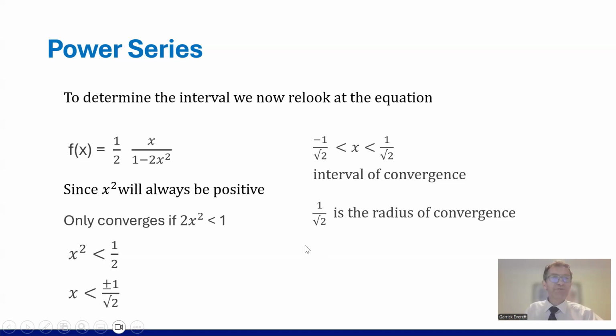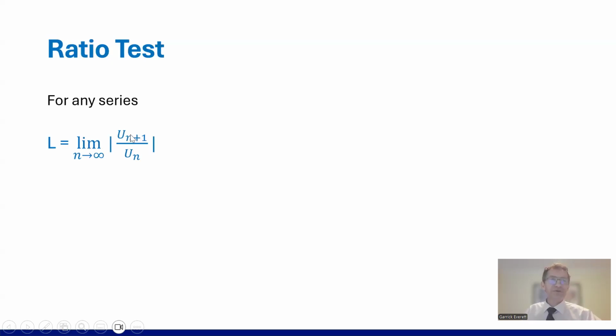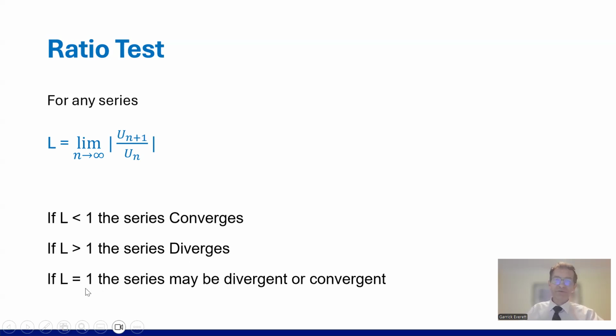Okay, so hopefully that all makes sense. Ratio test, so the third one. So for any series where you've got the limit of u n plus 1 over u n, if you're getting it with L and it's less than 1, the series converges. If L is greater than 1, the series diverges. And if it equals 1, it may be divergent or convergent. And you might need to use a second test to figure it out.